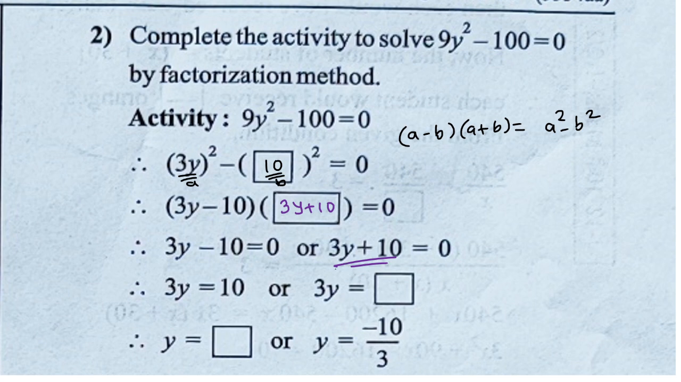Therefore 3y is equal to 10 and 3y is equal to minus 10. Therefore y is equal to 10 divided by 3, or y is equal to minus 10 divided by 3. You have to fill in the blanks: 1 here, 1 here, 1 here and 1 here. You will get half marks at each blank spot, and totally you will get 2 marks for such a kind of activity.